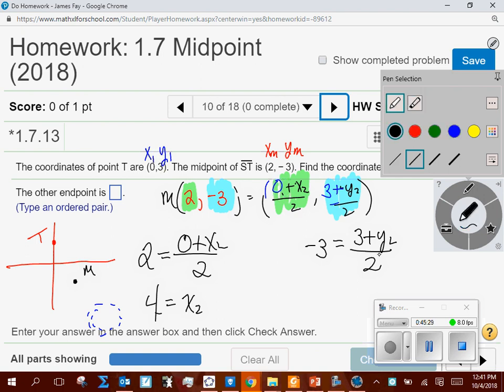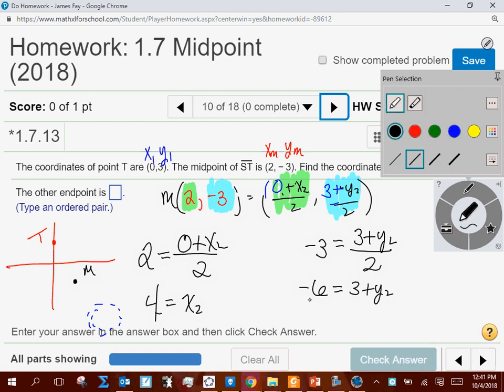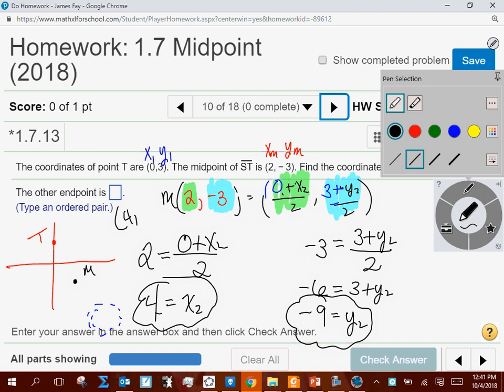Come over here. The algebra is the same. Multiply both sides by 2. And now I'll subtract 3. And I get that as my y coordinate, that as my x coordinate. I'm going to type that in up here as 4, comma, negative 9.